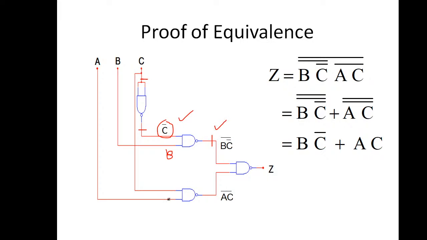Okay. Similarly here you are tapping at this point from C. So at this point you are giving C, and here you are getting A, right? So you are getting A into C bar. Okay. These two you are getting, and at the output you will be getting B into C bar whole bar into A into C bar whole bar, and this output will be Z. Okay. I hope it is clear to you, right?